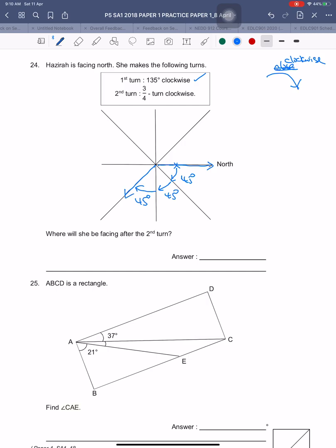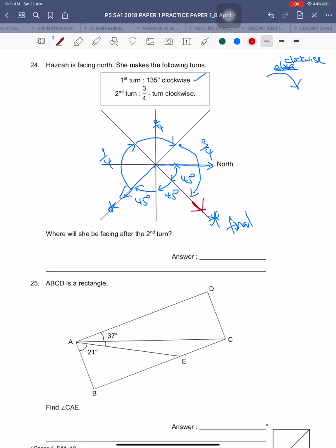Now she's going to make another turn, this is the second turn now, 3/4 turn clockwise. So from here, okay, she's here now. From here, 3/4. So this is 1/4. This is another 1/4, so it's the second quarter. And then from here, this is the third quarter. So this is the final. Okay, she's here. Now we know that she is facing this direction.